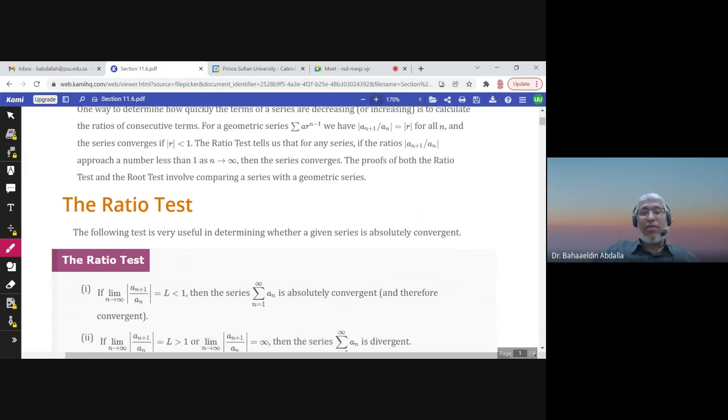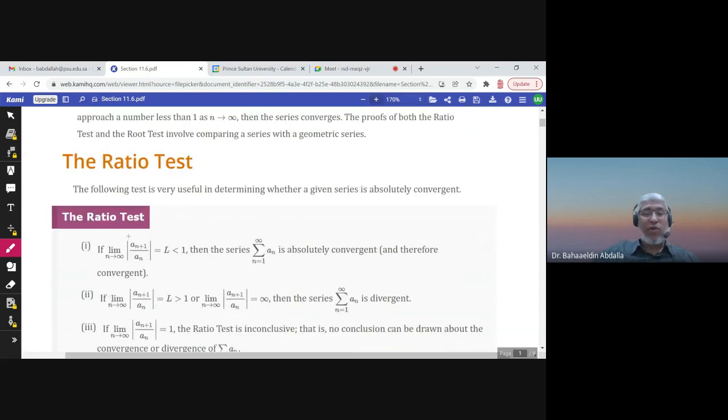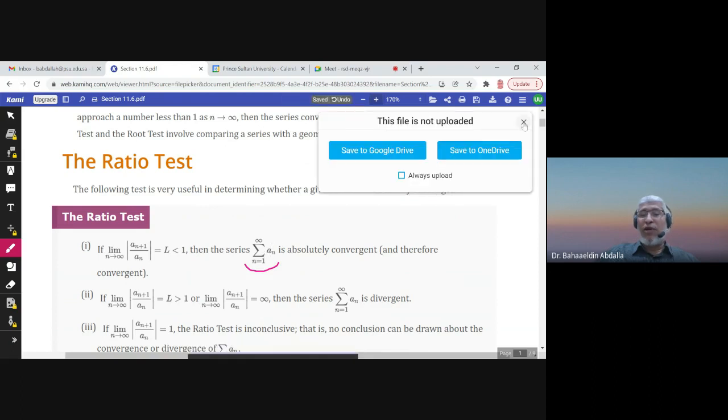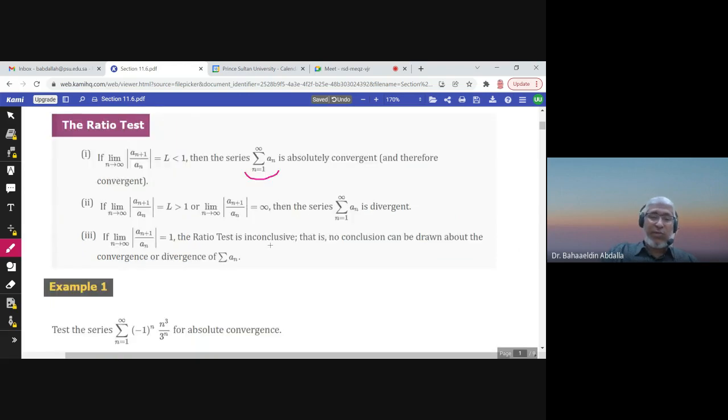We take the absolute value of a_{n+1} over a_n. When we have a series like this, a_n is the nth term, and you find a_{n+1}, the (n+1)th term, by replacing n by n plus 1 in the series.